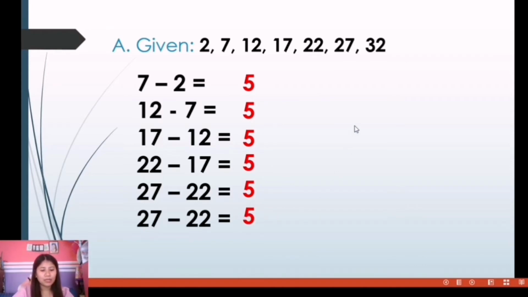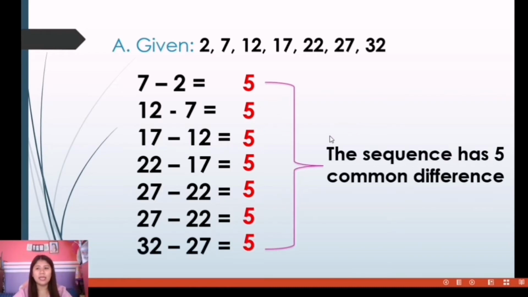Okay, so the sequence has a common difference of 5, right? So therefore, it forms an arithmetic sequence. Okay?